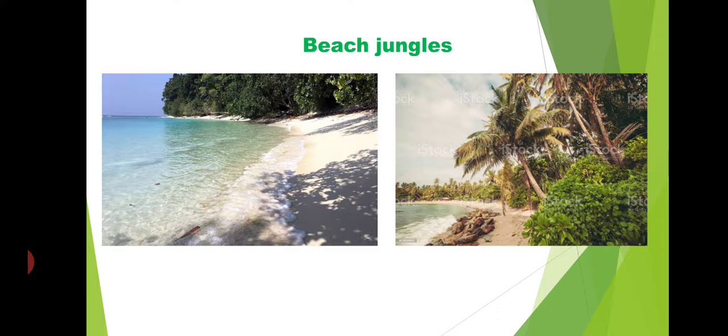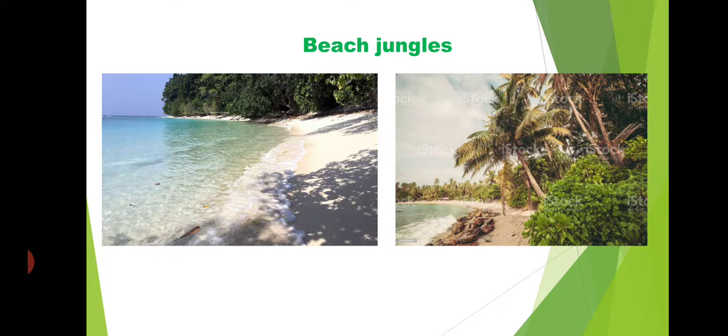So this may create some small jungles, and such jungles are called beach jungles. The biodiversity in a beach jungle is very low, only near 25 or 30 species. Such jungles which grow near the sea coast area are called beach jungles. And this is actually a small portion.